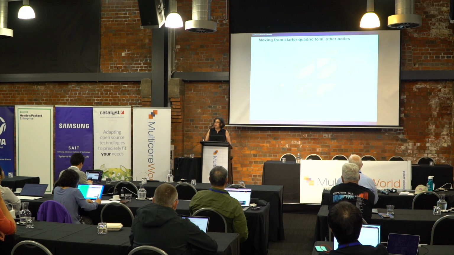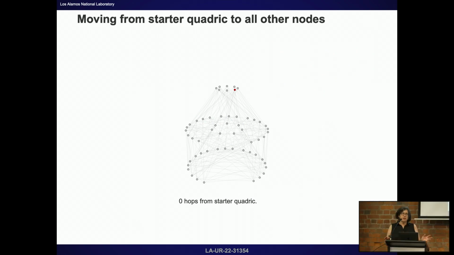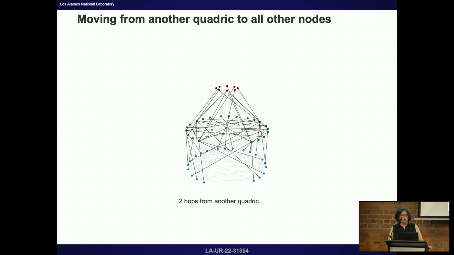So I know you believe me that this is a 2-hop graph, but I'm going to show it to you anyway. It's always nice to see it. So let's start with the starter quadric. Okay, here's everything that's 1 hop away, everything that's 2 hops away, and we're there. Same with another quadric, 1 hop away, 2 hops away. And you've hit all the nodes there.